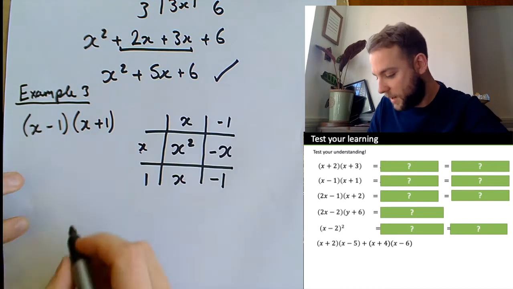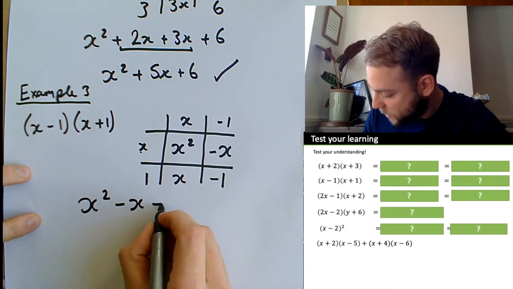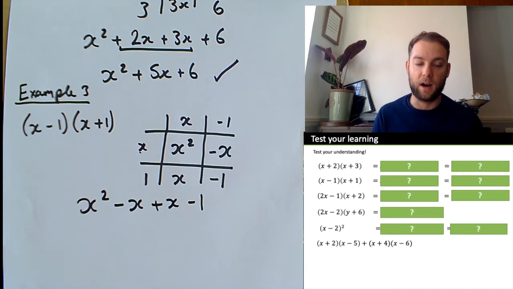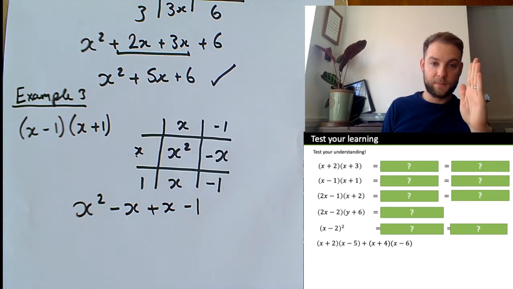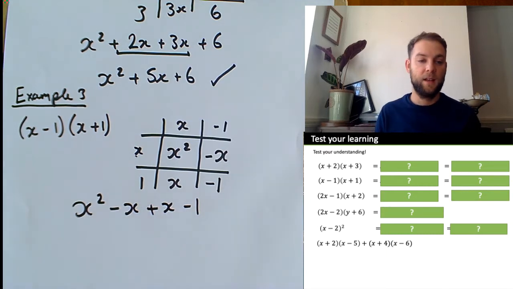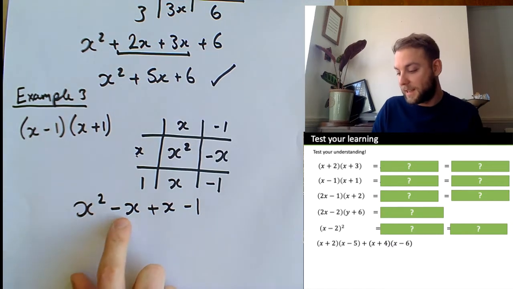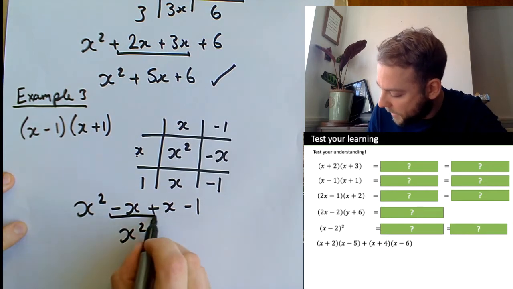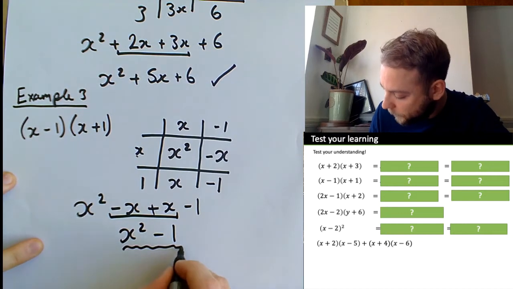Now the thing with this one is, let's write them out first of all, because I think it's easier to see. So we've got x squared minus x plus x minus 1. Now it's always the negatives that make this a little bit harder. When I'm simplifying this, I've got minus 1x plus 1x. If I had minus 1 plus 1, that would be equal to 0. So minus x plus x is equal to 0, and you just end up with x squared minus 1, like so.